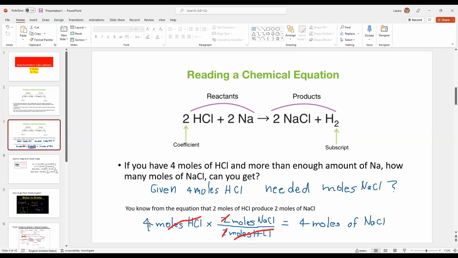Look, after you do the calculations, you get 4 moles of sodium chloride. As you can see, here you have in your answer only one significant figure. That is the same number of significant figures in the given number. This is very important, to report the same number of significant figures as in the given number.